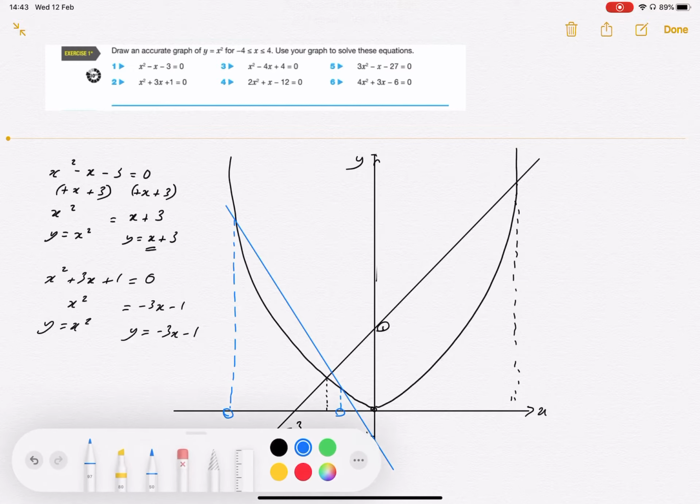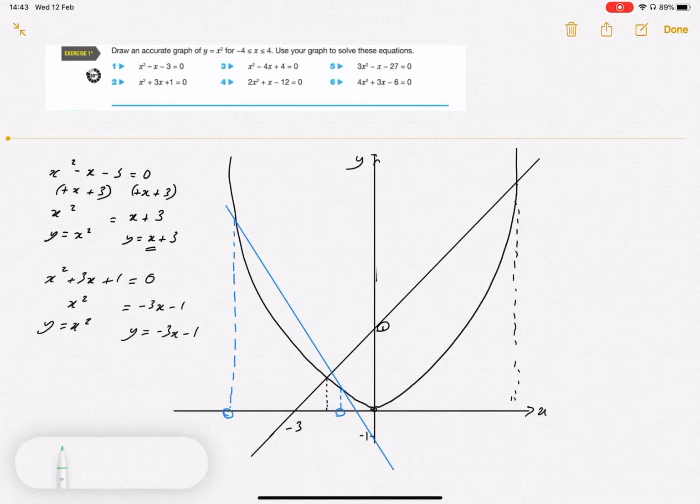And let's just do one more. Let's do this one in green, because I like green. We've got x squared minus 4x plus 4 equals 0. Same again. We're going to get x squared equals 4x minus 4, because we have to add 4x and take away 4 to get rid of it on the left-hand side of the equation. We've got y equals x squared because we drew it correctly before, and we need to now draw y equals 4x minus 4.